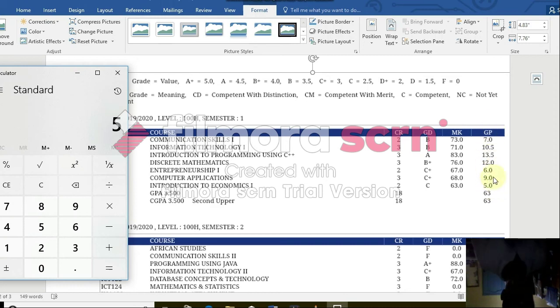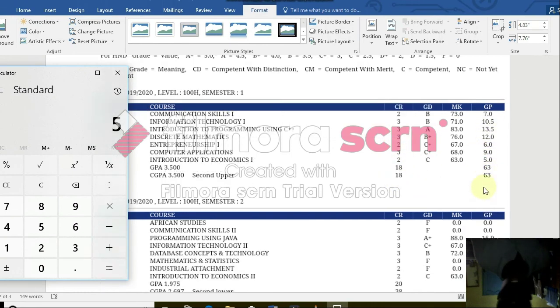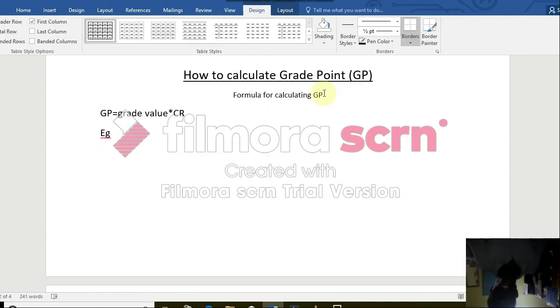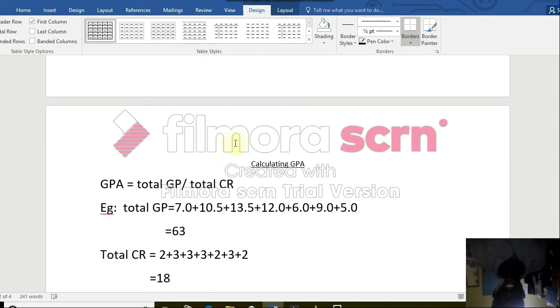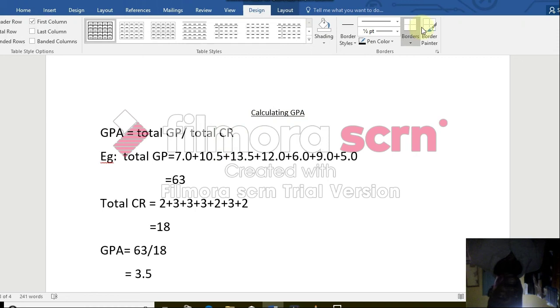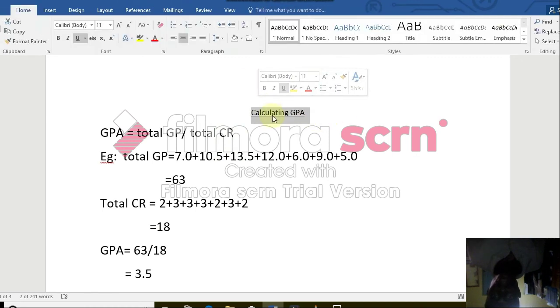So that is how we get what we call the grade point: looking at the grade value of the grade that you had, multiplied by the credit hours, giving you the grade point. Now let's look at how to calculate the GPA itself.